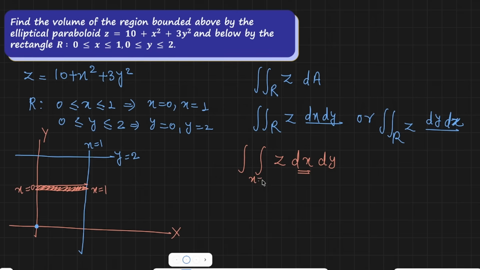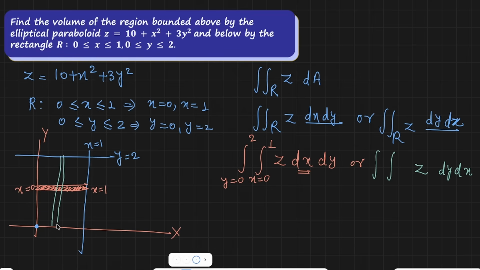So the first limit will be 0 to 1. What will be the second limit? This is y equals 0, this is y equals 2. So this will be y equals 0 to 2. Or you can write the same integral like this. What if you want to write dy dx, with integration of this z?